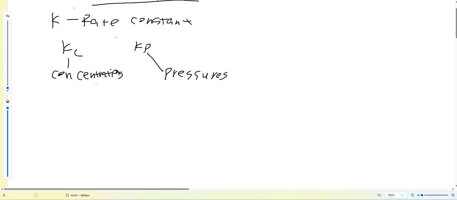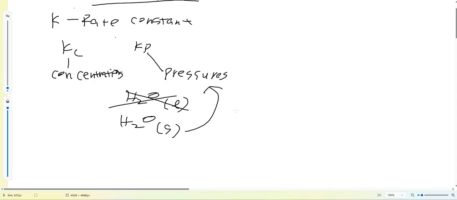Now, for Kc, you don't actually use every single part of the reaction, right? There are going to be some parts that are left out, for both of these, actually. Namely, the parts that are going to be left out are solids and liquids. Those are the only things that are going to be left out. So if you have water in your equation as a liquid, that's not going to be in there. However, water as a gas is going to go into Kp.